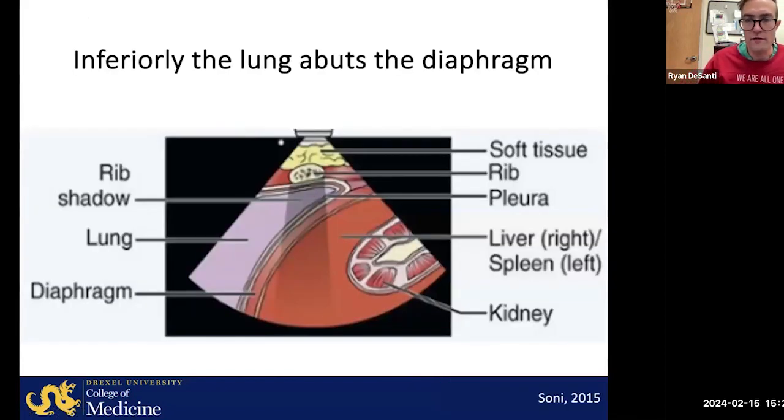As we slide inferiorly while doing lung ultrasound, eventually the lung will abut the diaphragm. And what we end up seeing is a curvilinear diaphragm, and then the lung, which slides into and out of view. And obviously it depends on which side you're on, which organ you're viewing. On the right side of the patient will be the liver, and the left side the spleen.